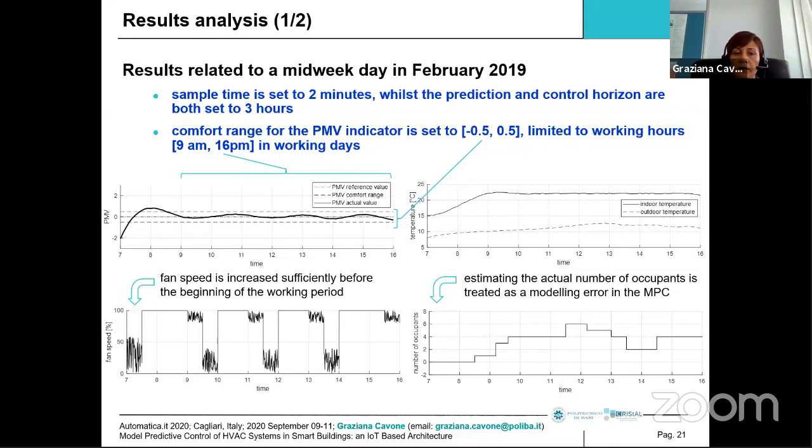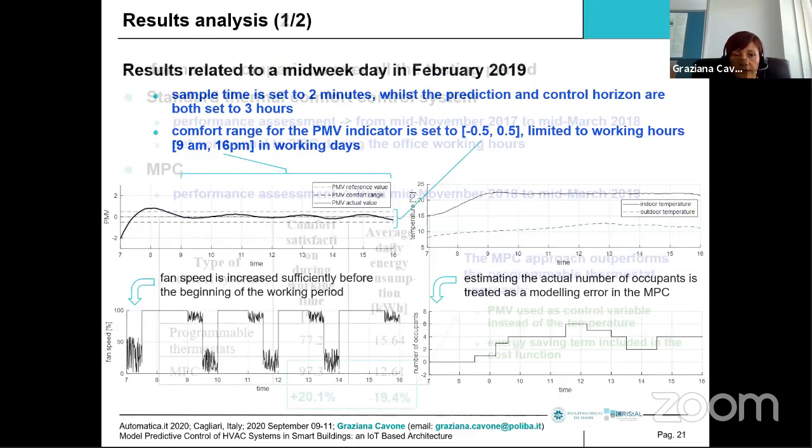So the MPC approach is limited to working hours from 9 a.m. to 16 p.m. in working days. As you can see from the pictures, the fan speed in the left bottom is increased sufficiently before the beginning of the working period. So the working period, as I said, is 9 to 16 p.m. And so we have the fan speed that is already active before 9.